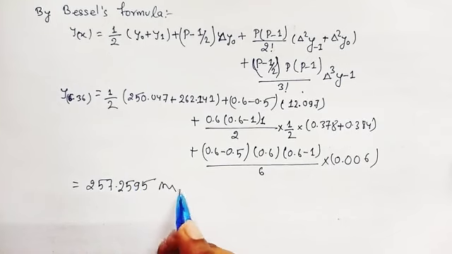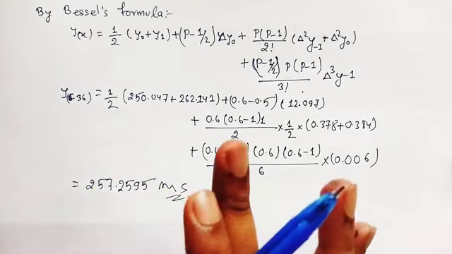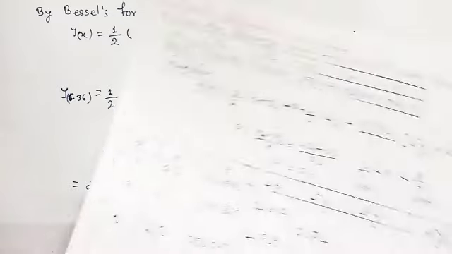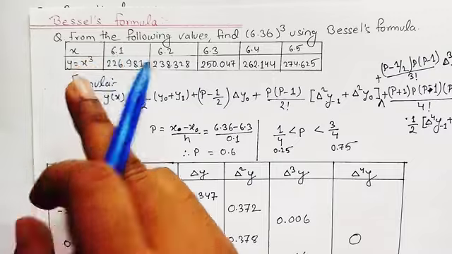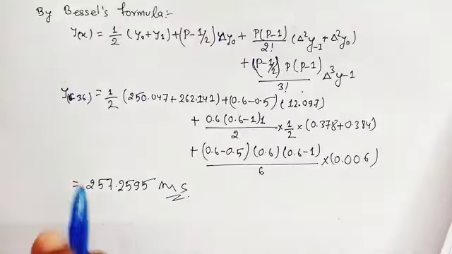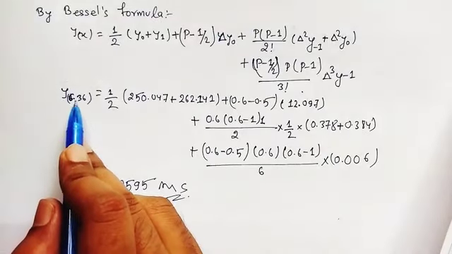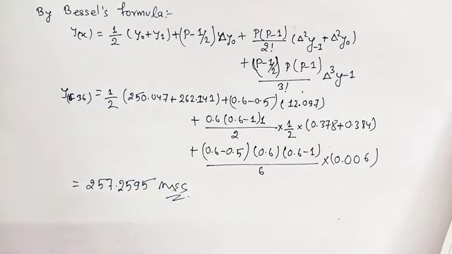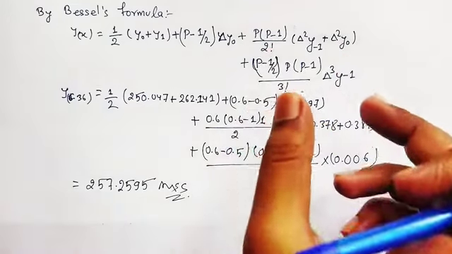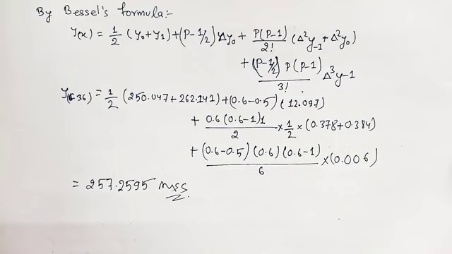Okay, so on solving this we will get the value equals 257.2595, and this is our final answer. We do not need to do the cube because in the question it is mentioned that y is x cube. Y is already cubed, so here we are putting x as 6.36 and y is already cubed, so what we got is already the cube of 6.36. So this is our final answer, and I hope you enjoyed this video. I missed this term in the formula, so sorry for my mistake once again.